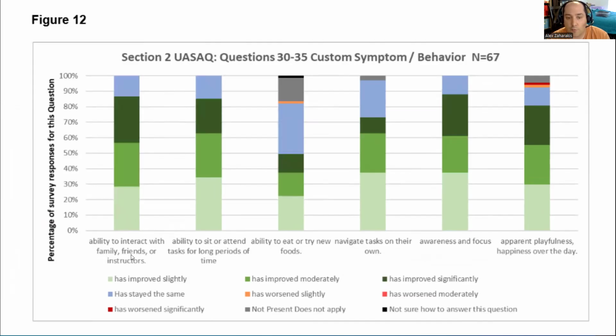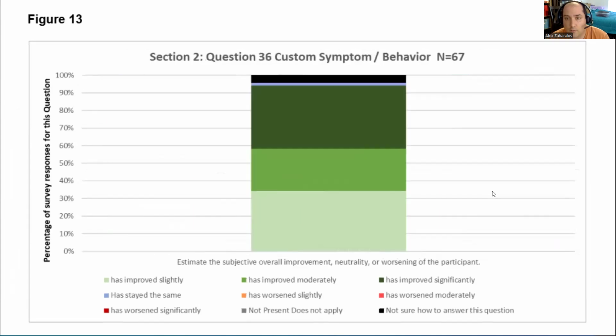Ability to interact with family, friends, or instructors, also very high. Ability to sit or attend tasks for very long periods of time. Awareness and focus. Apparent playfulness and happiness over the day. One of the questions was just a subjective overall improvement: slight, moderate, or significant.